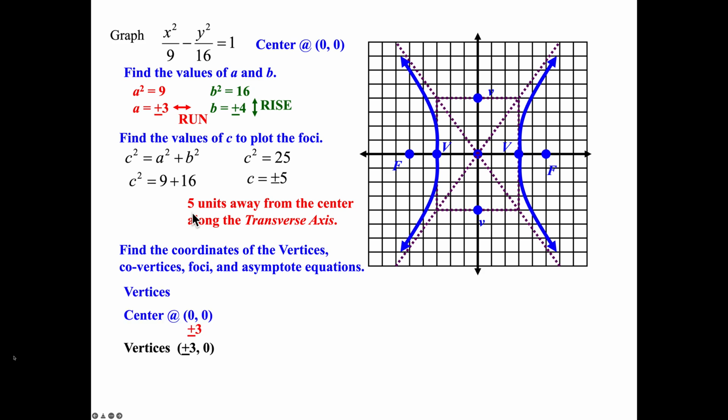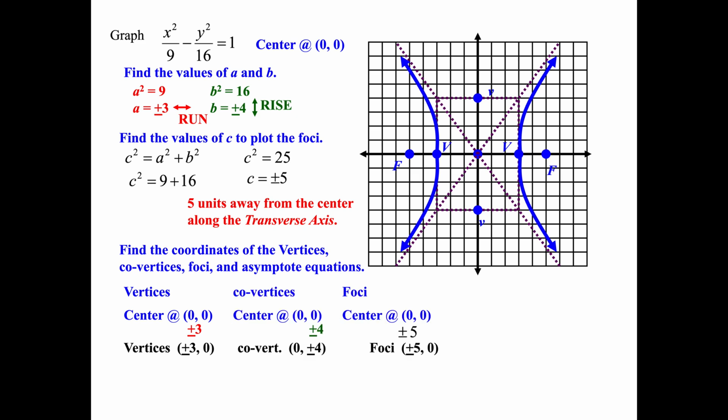Finding your coordinates, same as before. Start with your center. Add and subtract 3 to the x-coordinate. Add and subtract 4 to the y-coordinate for the co-vertices. Add and subtract that 5 to the x-coordinate of the center to get your foci. And the other thing we're going to have to find now are the equations of your asymptote lines.